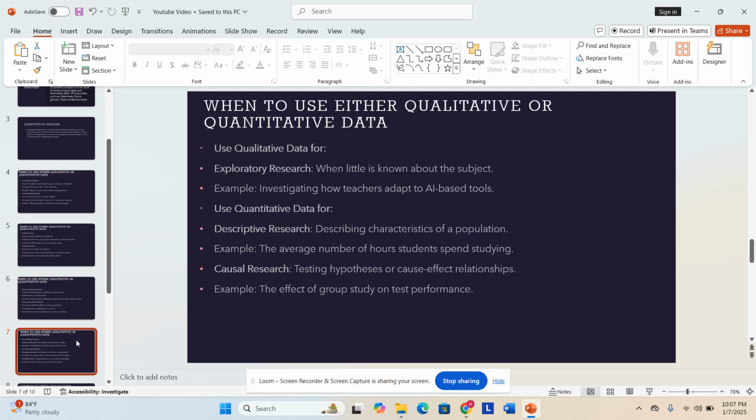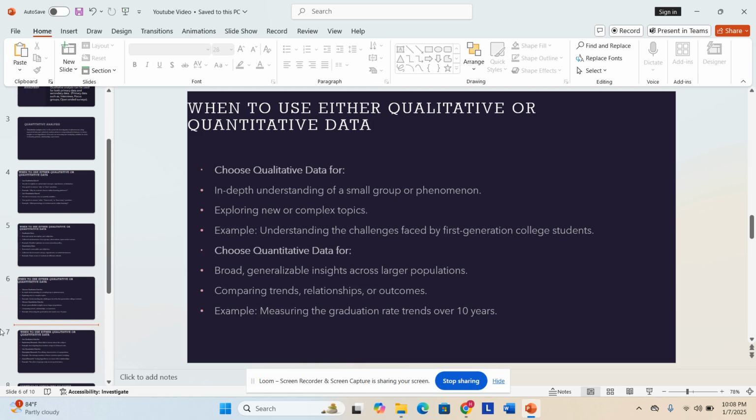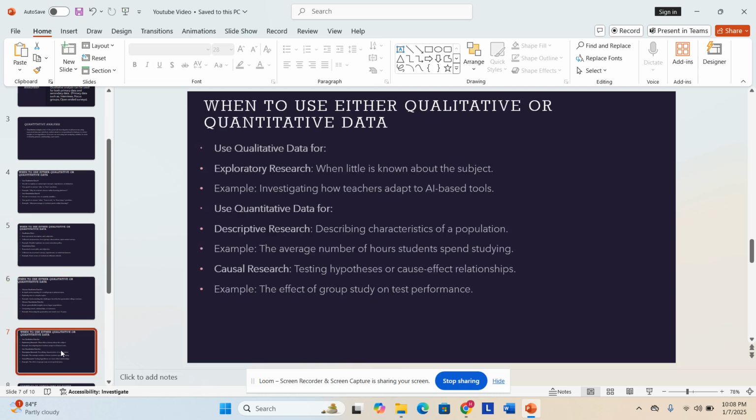And then an example here, we can also use quantitative data for causal research. I say causal, sorry, I mean for casual research, casual research or causal research. So testing hypotheses or cause-effect relationships. Yeah, both causal, both casual research there.